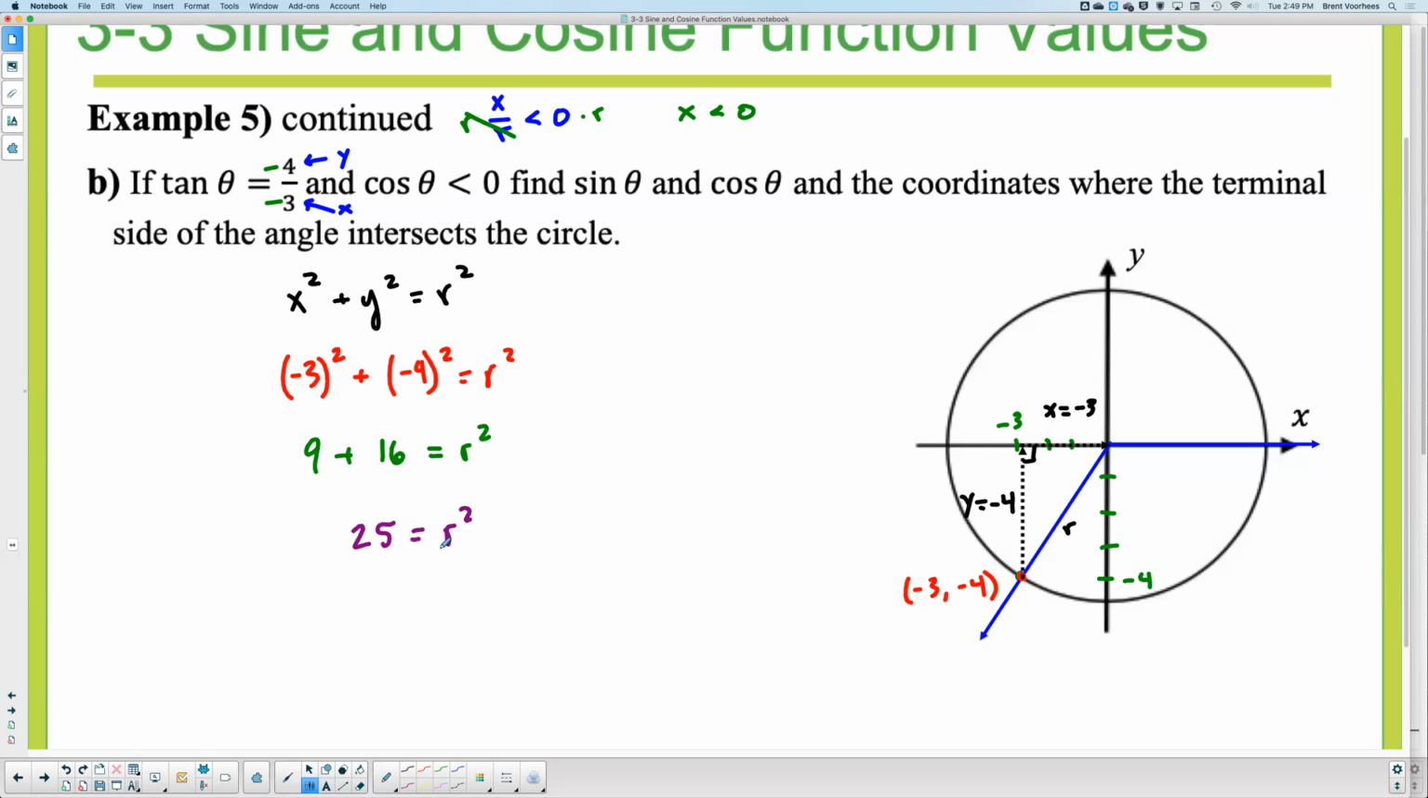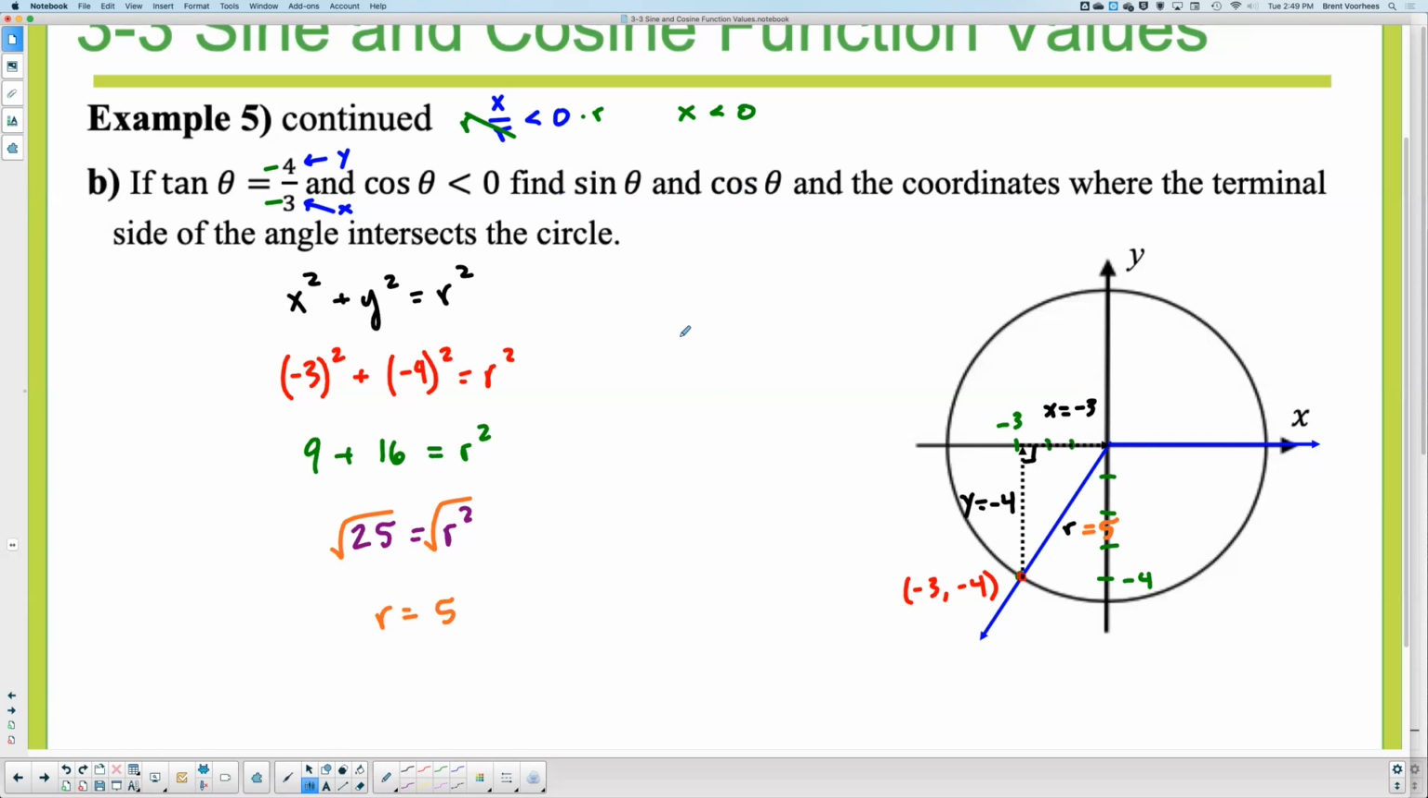And final step here, what's the opposite of a square? Square root. Again, in unit 3, we won't have pluses or minuses. You should know r is always positive. So r is the positive square root of 25. What is the square root of 25? 5. So r equals 5.